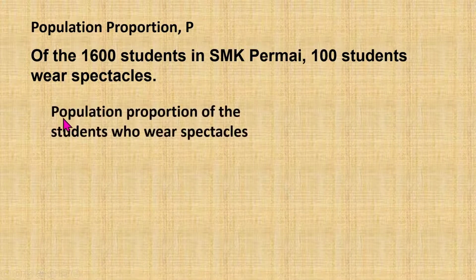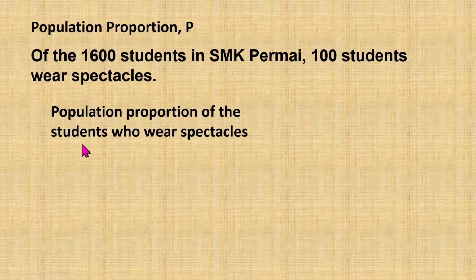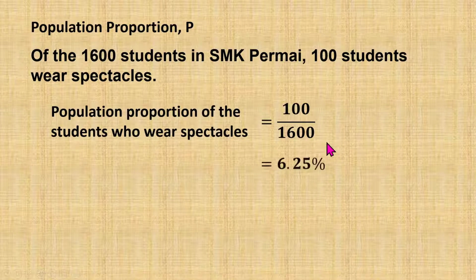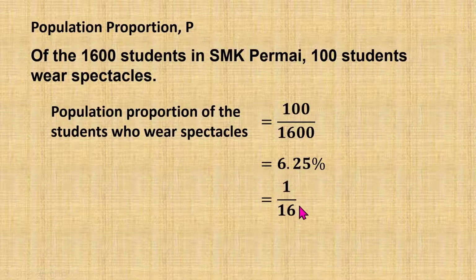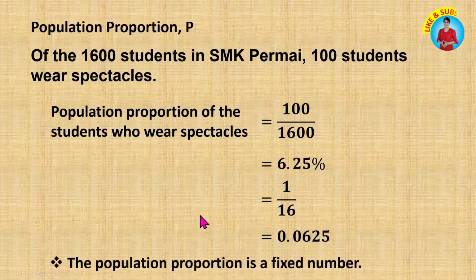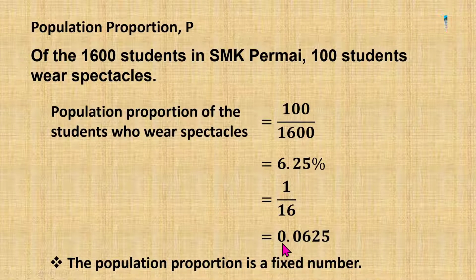So therefore, the population proportion of students who wear spectacles is the total number of success elements, that is the total students who wear spectacles, divided by the total number of elements in the population, that is 1,600. The value of the population proportion can be written in percentage form, fraction form, or decimal form. Notice that the value of the population proportion is a fixed number because there is only one population.